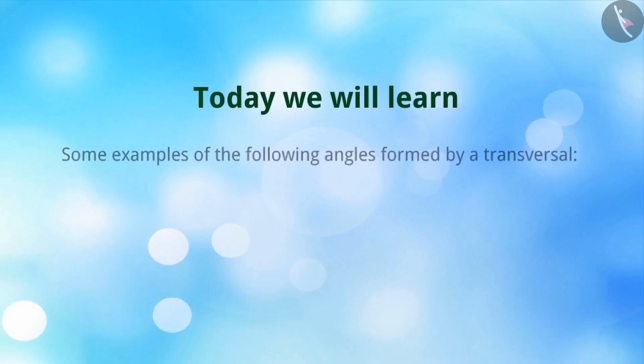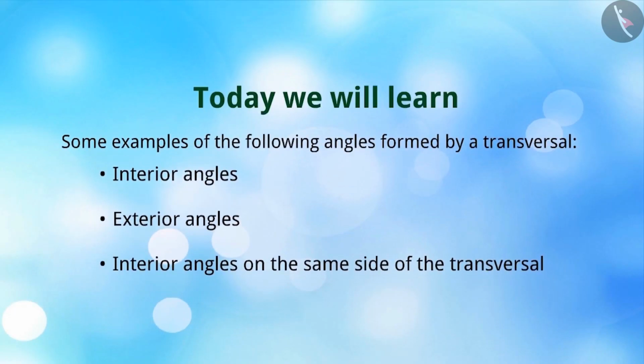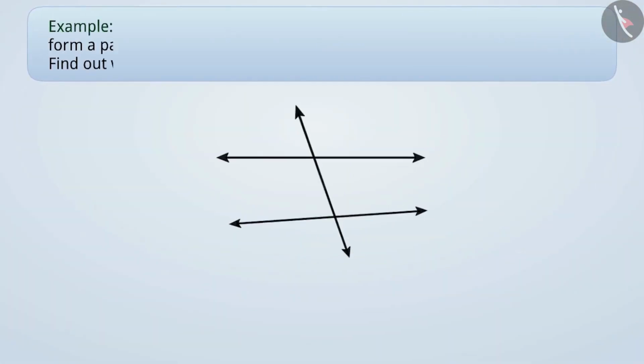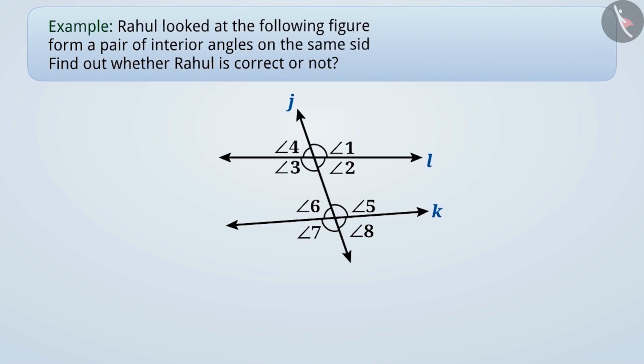Today we will learn some examples of the following angles formed by a transversal. Rahul looked at the following figure and found out that angle 1 and angle 2 form a pair of interior angles on the same side of the transversal. Find out whether Rahul is correct or not.